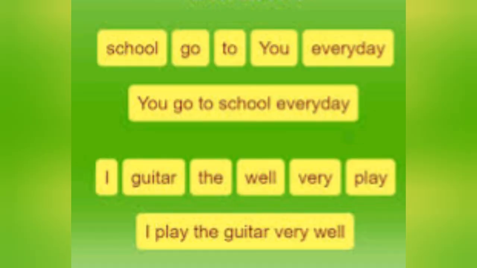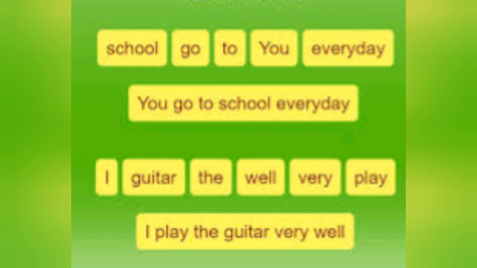Let's look out for some more examples. School, go, to, you, everyday. Here we don't have a noun, but we have a pronoun, you. Action is go and school is the object. So you go to school every day.